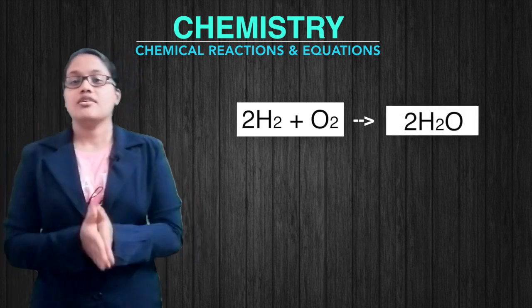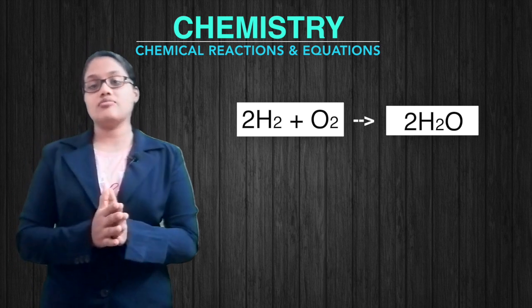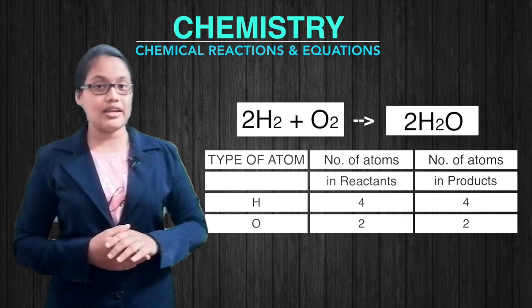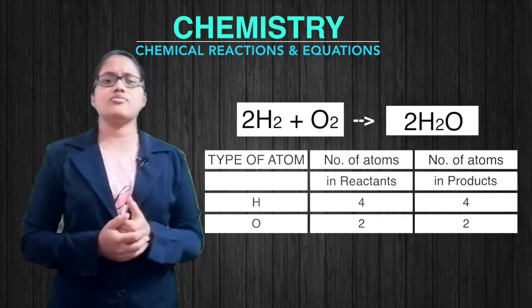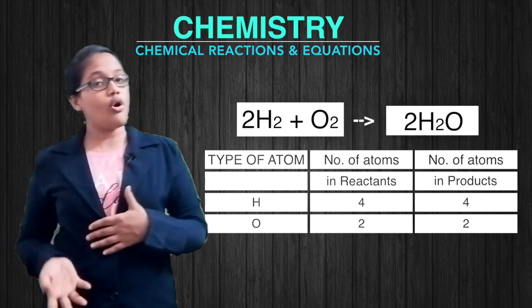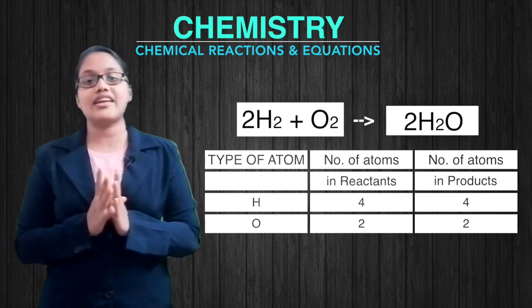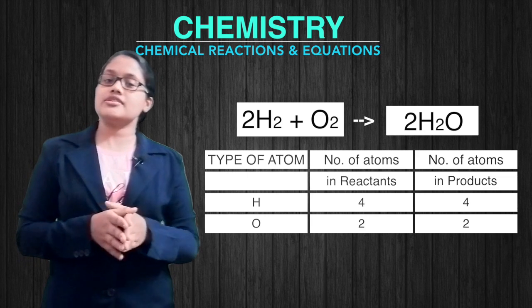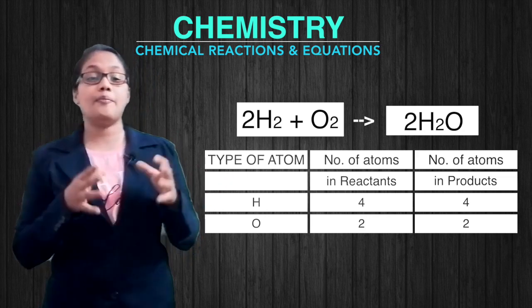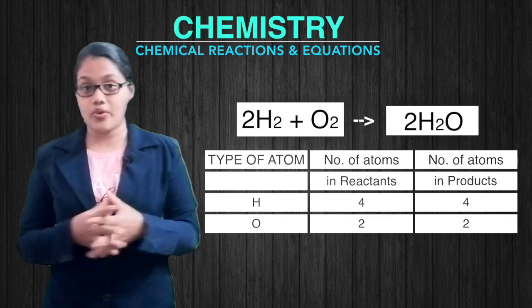So here, now if we count the atoms, we have 4 hydrogen atom on the reactant side and 4 hydrogen atom on the product side. And if we take the case of oxygen, we have 2 oxygen atoms on the reactant side and 2 oxygen atoms on the product side. So now this is a balanced chemical equation.